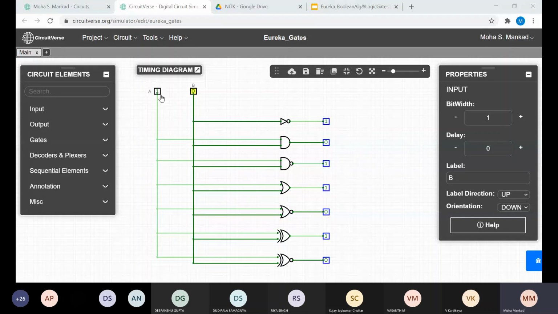Okay, so the inputs are different here, so the output is 0. Okay, so that's it from my side. Next, Kartikeya will continue.